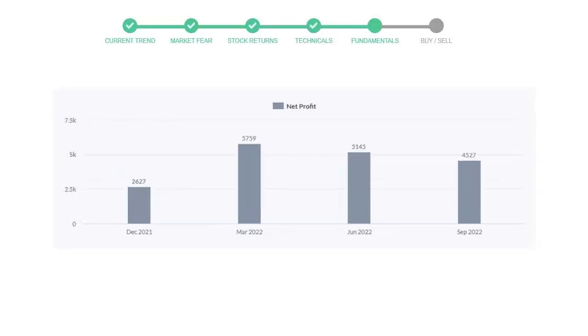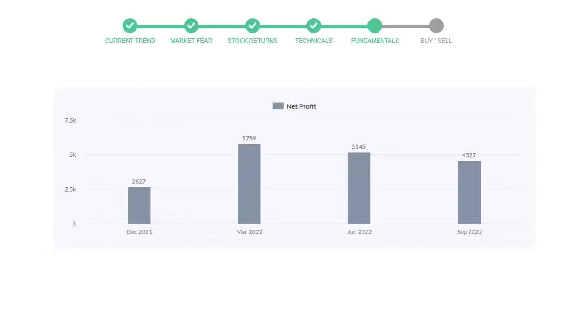Now let's see the profitability of ConocoPhillips in the quarter June 22. The profits were $51.45 million. And in the recent quarter, September 22, the profits declined to $45.27 million.